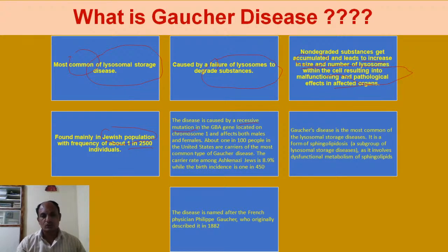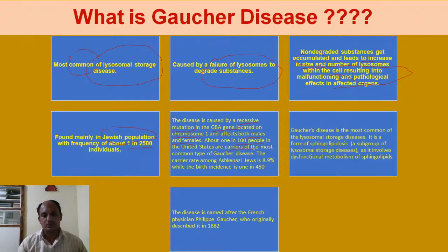So in case of Gaucher disease, a mutation takes place in the GBA gene, which is present on chromosome 1. So this Gaucher disease is related to mutation in the GBA gene of chromosome 1, and it affects both males as well as females.